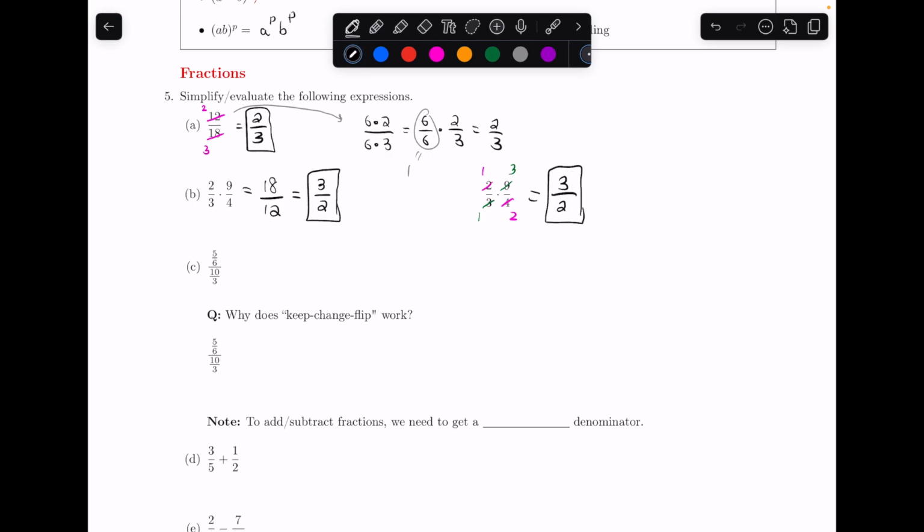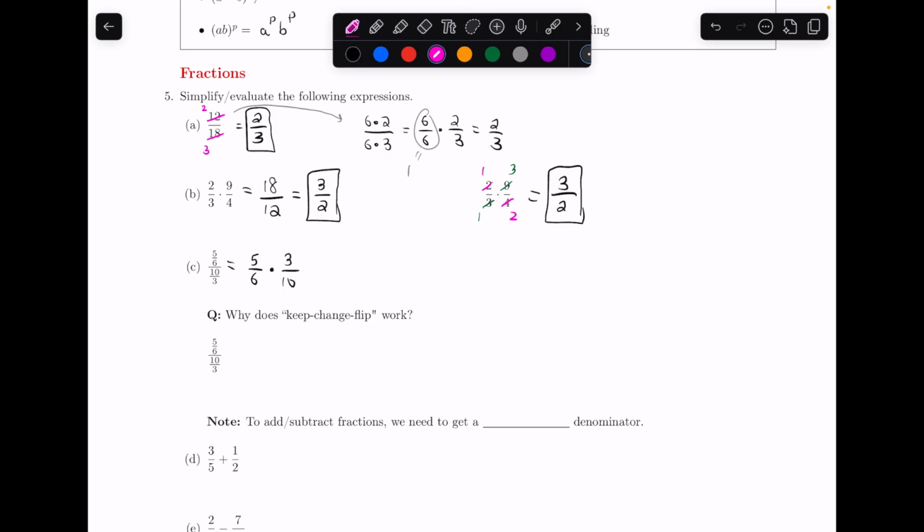So part C, what about dividing fractions? So you might remember that what we do then is you keep the thing that you have on top, and then you change that division to a multiplication symbol, and then you flip, or you take the reciprocal of that denominator. So times reciprocal, 3 over 10. Okay, and then how does this simplify?